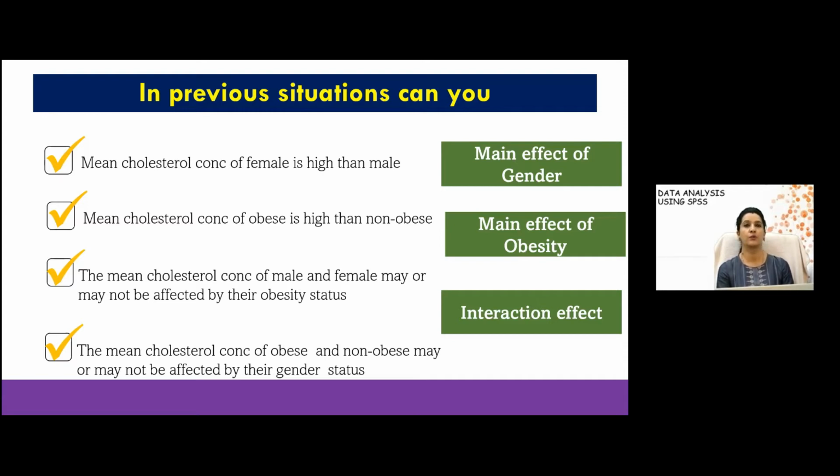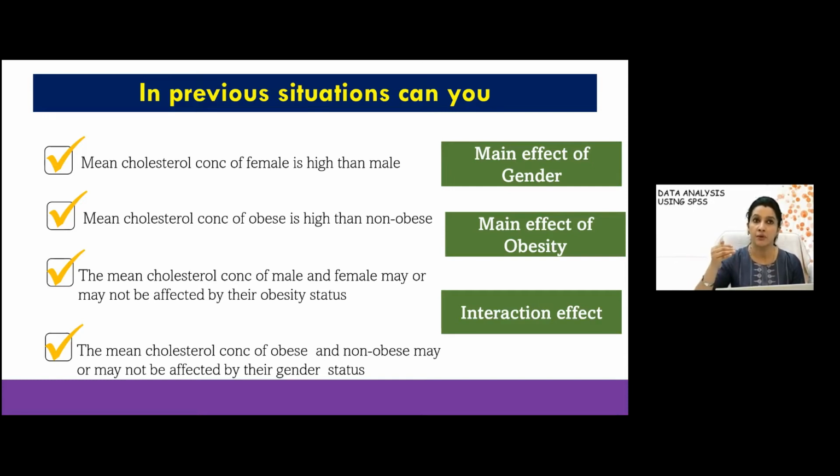So again, to reiterate, if the presence of obesity is not affecting the trend, it is known as the main effect of gender. That means the effect of another variable is not having any impact. So in that case, it's better to report only the single main effect of gender. The similar situation with the other thing.